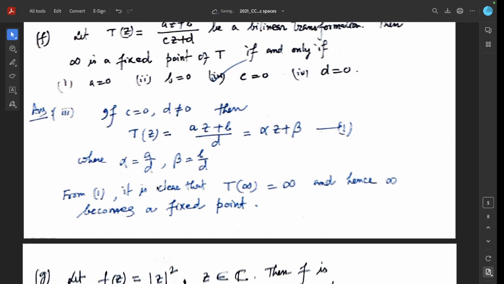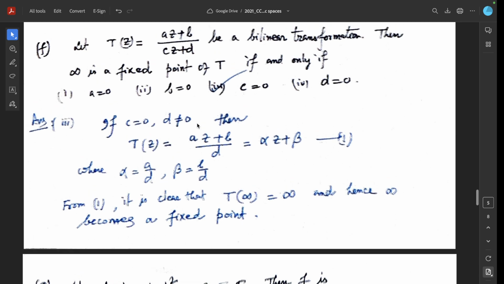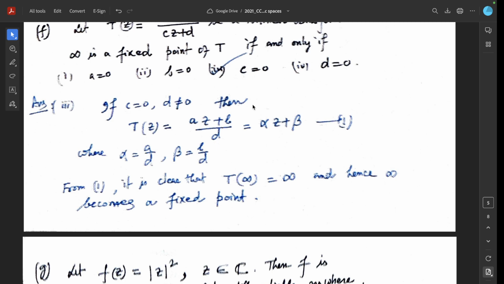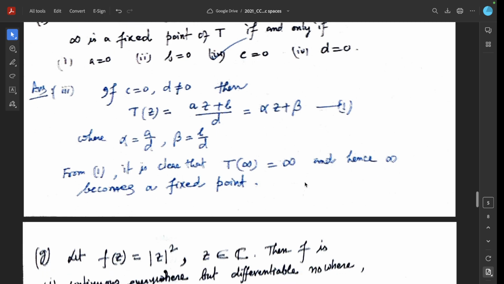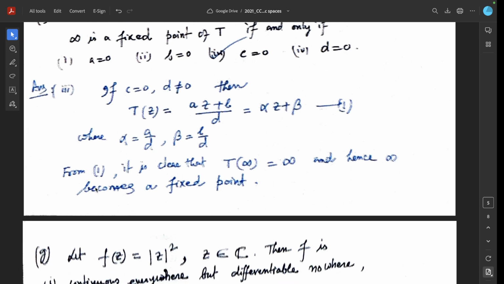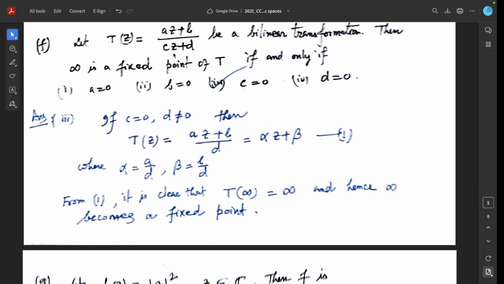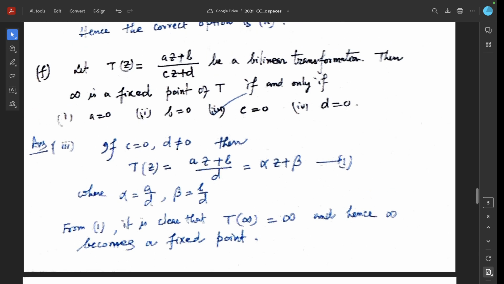From this relation 1, it is clear that T(infinity) equals alpha times infinity plus beta. Alpha is some number A by D, and beta is some number B by D, real numbers. So T(infinity) is obviously equal to infinity, since infinity plus beta is infinity. And hence infinity becomes a fixed point. What is a fixed point? If T(z) equals z, then z is called a fixed point of T. Then T(infinity) equals infinity, and hence C equal to 0 is the condition, if and only if.